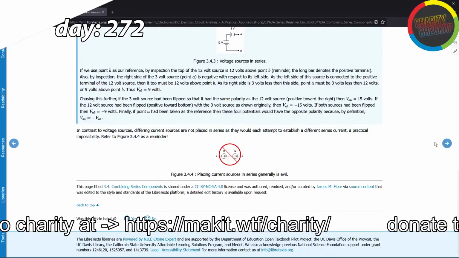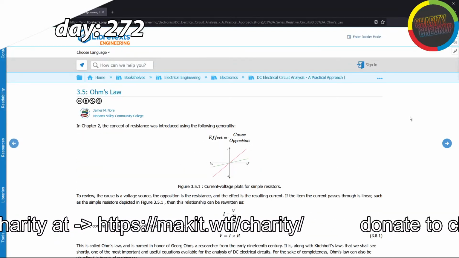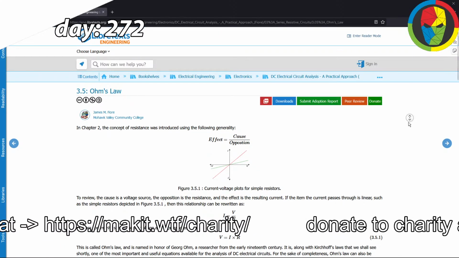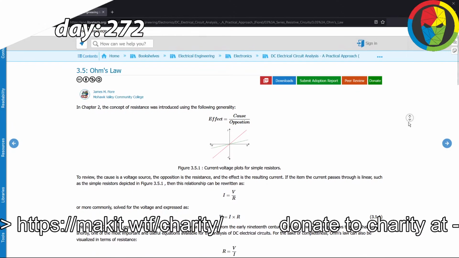Just combining series components. Polarity always wrecks me. I have no idea how. Absolutely no idea.